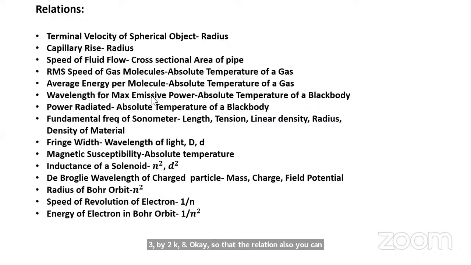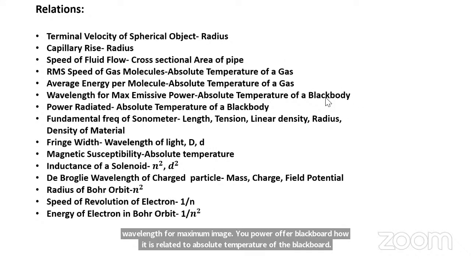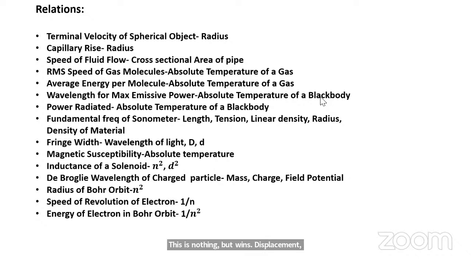Then wavelength for maximum emissive power of a black body. How it is related to absolute temperature of the black body. This is nothing but Wien's displacement law. Lambda max is proportional to 1 by absolute temperature, or lambda max into T is equal to constant. Next, power radiated by a black body and its absolute temperature. How it is directly proportional to T to the power 4.